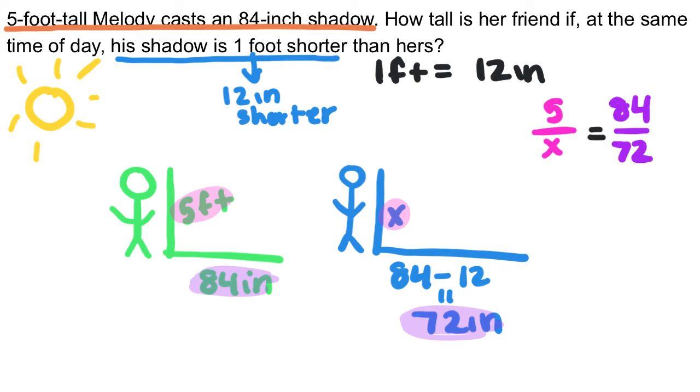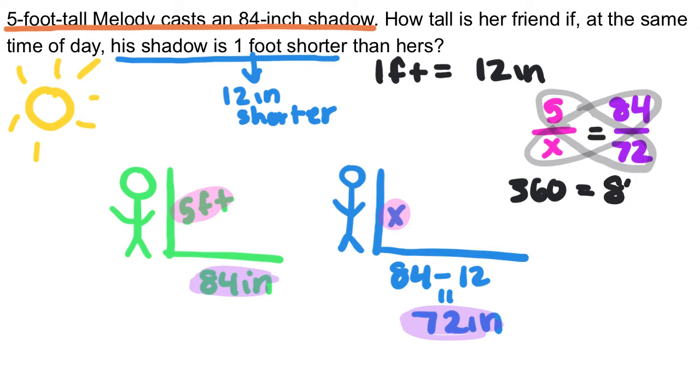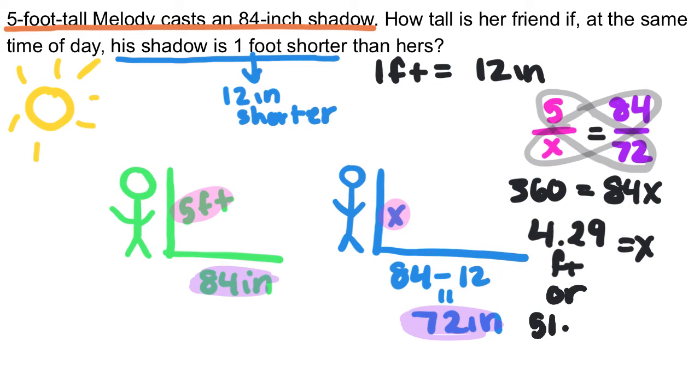Now when I cross multiply to solve, we have 5 times 72, which gives you a value of 360 is equal to x times 84. So it's 84x. And when you divide both sides by 84, you get an answer of 4.29 feet as the friend's height. I can also multiply that number of feet by 12, so it would also be 51.43 inches.